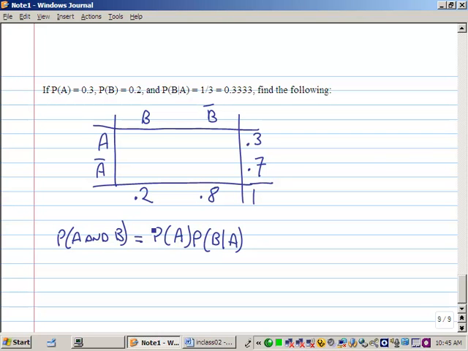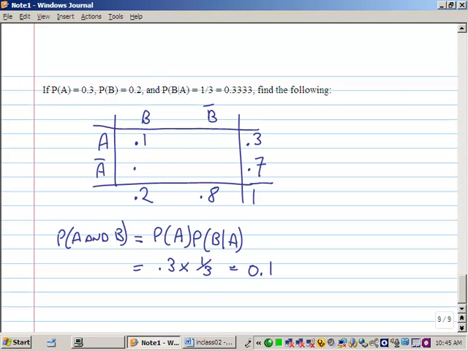Alright, so the probability of A and B is equal to the probability of A times the probability of B given A. Probability of A we know is 0.3 times B given A we're given as 1/3. Alright, so the answer to that is 0.1, so the probability of A and B, which is in the first element here, is 0.1.